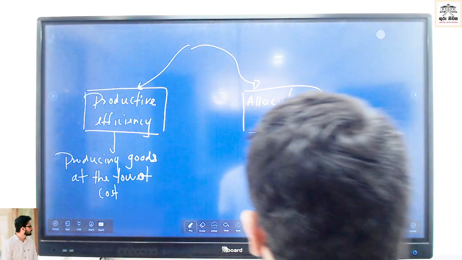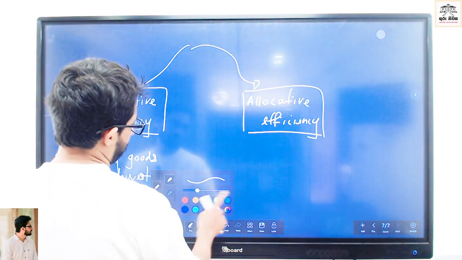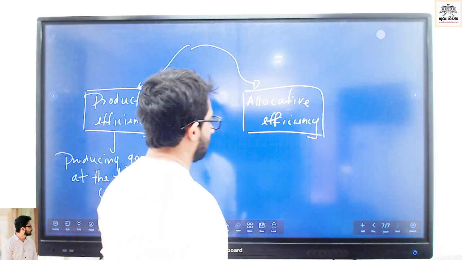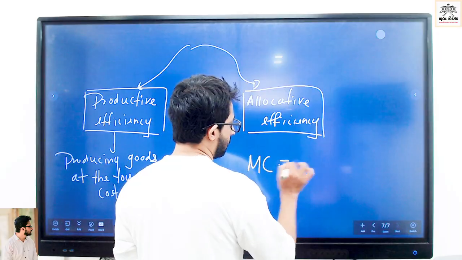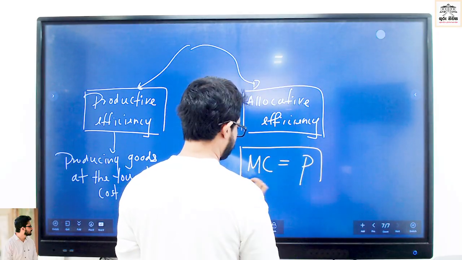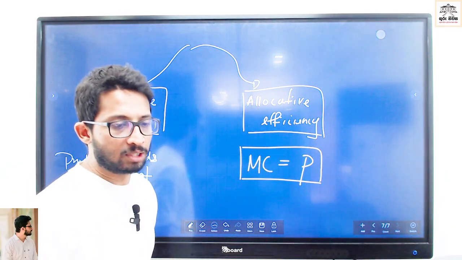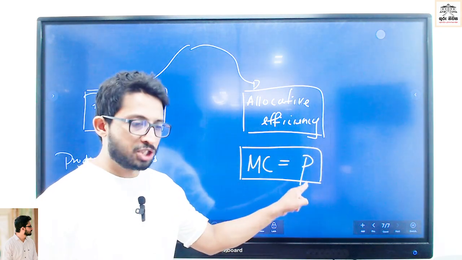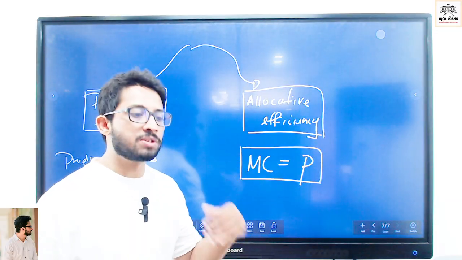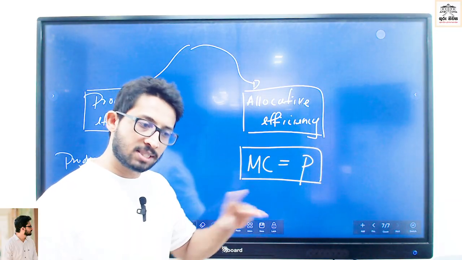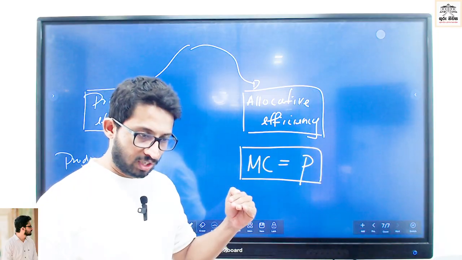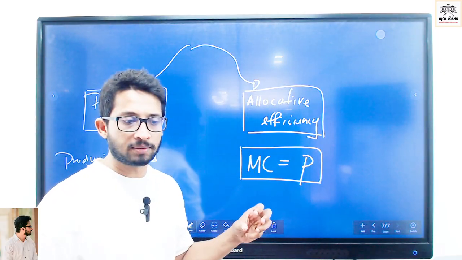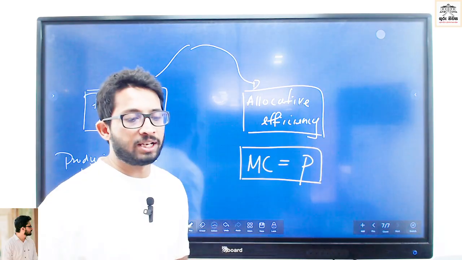Can you remember the condition? At least, what is the condition for allocative efficiency? Marginal cost equals price of the product. This is the condition. If a firm charges a price which equals marginal cost of the product, allocative efficiency is achieved.